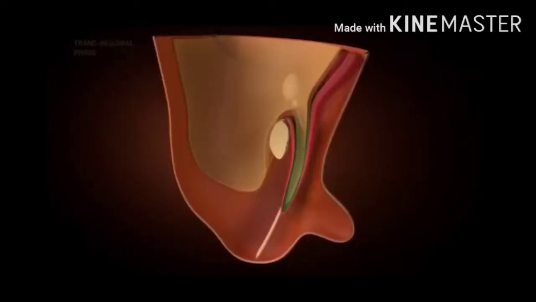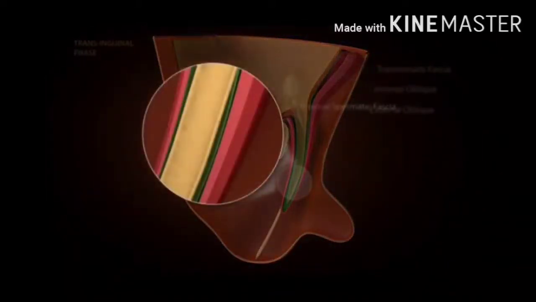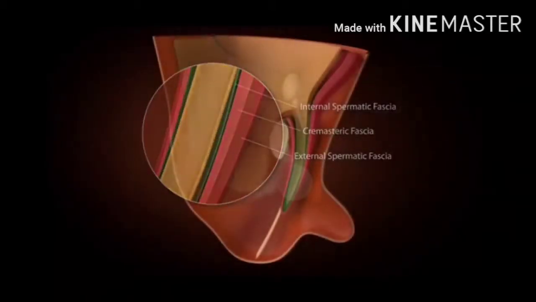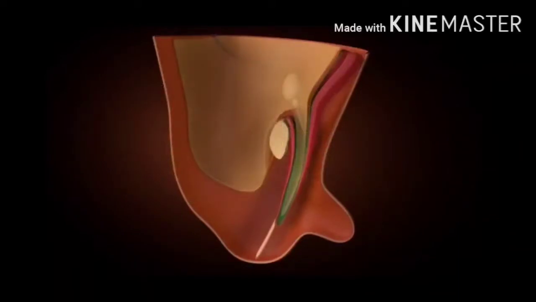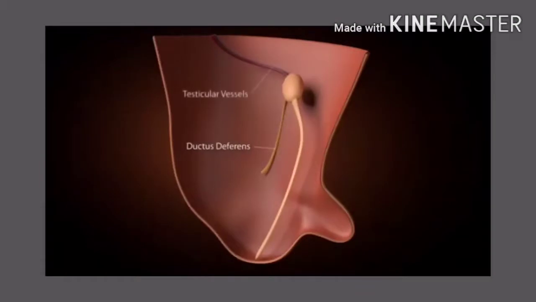These layers, which develop into the transversalis fascia and the internal oblique and external oblique muscles, follow the processus vaginalis and become the layers of the spermatic cord: the internal spermatic fascia, the cremasteric fascia, and the external spermatic fascia, respectively. The leading tip of the processus follows along the gubernaculum and enters the scrotum. The testicle, together with the ductus deferens and testicular vessels, then follows.